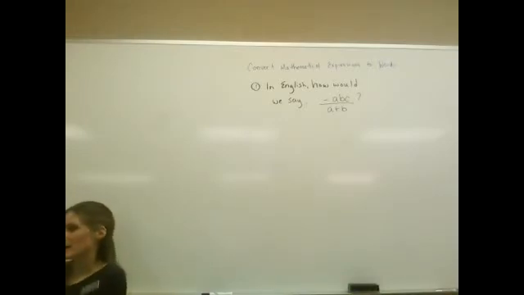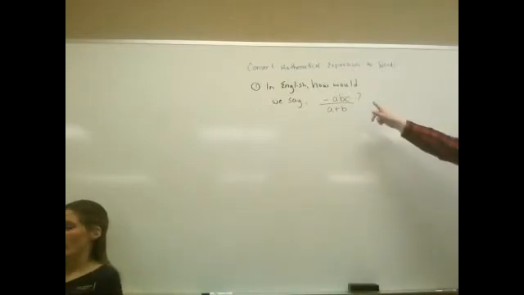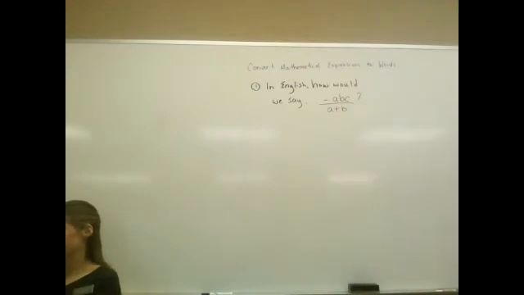Negative A times B times C all over, or all divided by the sum of A and B. Yep, very good. So we know that all these numbers are multiplied, so we can say negative A, or the quantity negative A times B times C divided by the sum of A plus B.